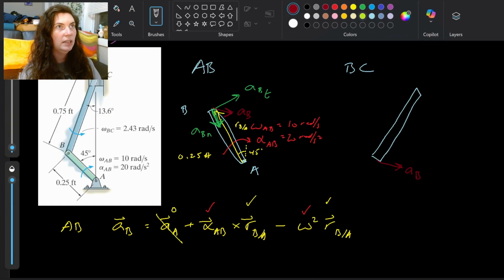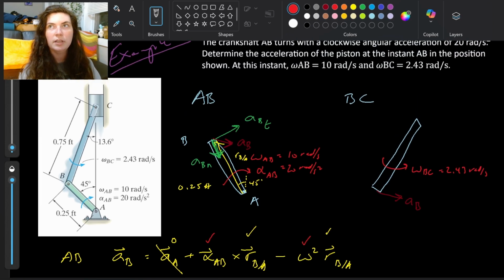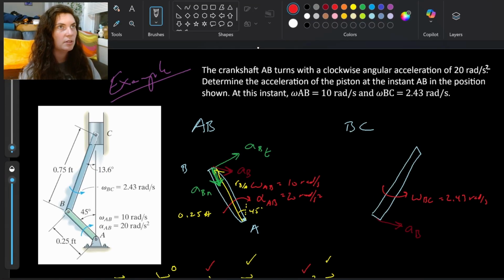We're given this omega_BC, 2.43 radians per second. And then we also know, if I move this back up so we can see our diagrams a little bit better, that our velocity for C and our acceleration at C is stuck in that piston, that confined shaft. It can only move in two directions, either up or down. It's either a positive j or a negative j.